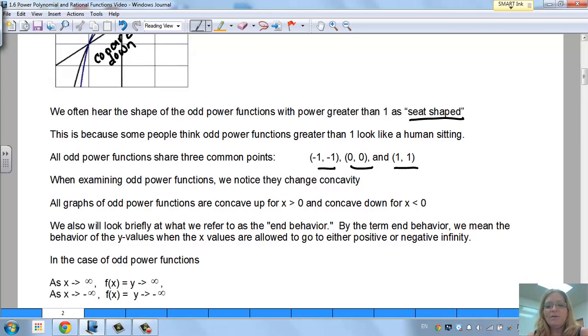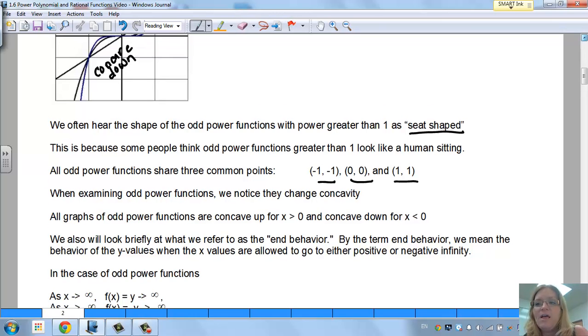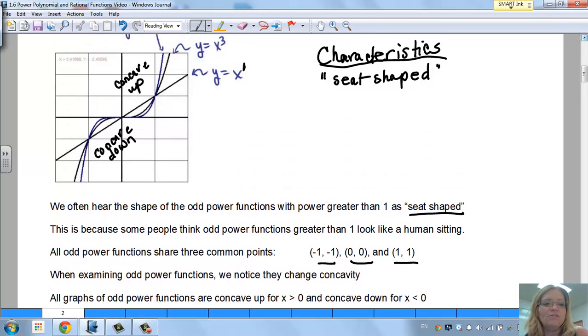By the term end behavior, we mean the behavior of the y values when the x values are allowed to go to either positive or negative infinity. So let me explain how we describe it. We use x as a direction. Here, when I go in this direction, we're going to positive infinity for x. Here, it's negative infinity. Down here for y, this is negative infinity. And for y up here, this is positive infinity.